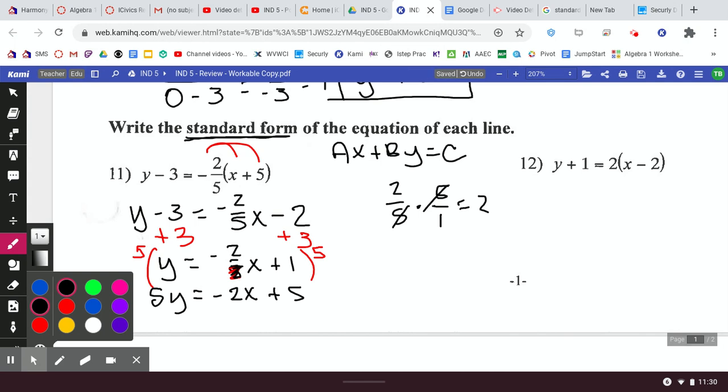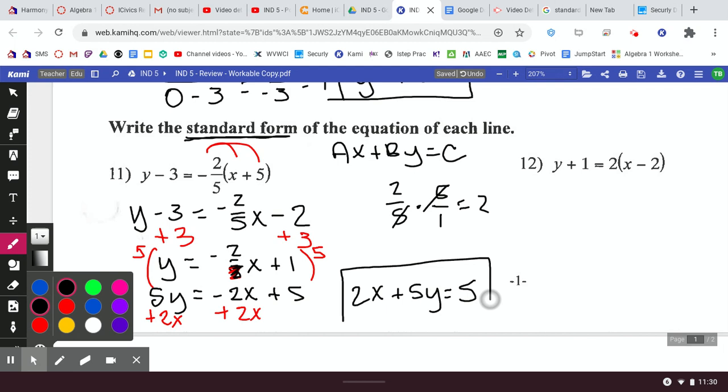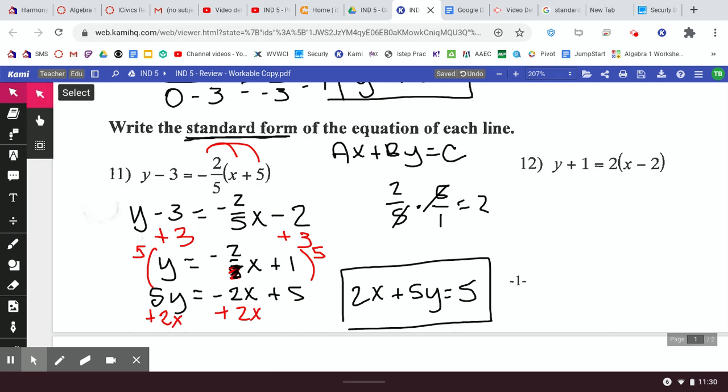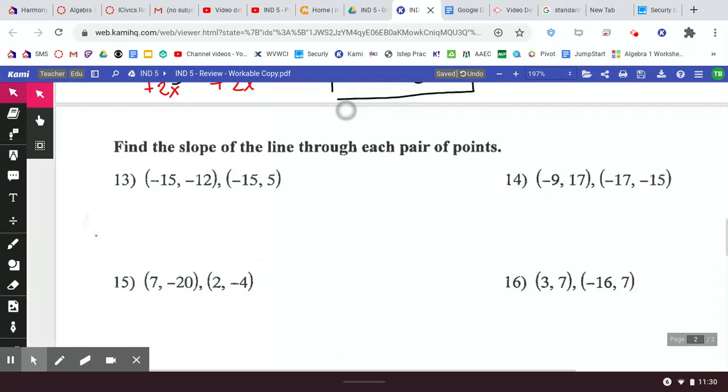Okay, Taylor, what's next? Yep, add 2x to both sides, and I get positive 2x, positive 5y equals positive 5. Am I in standard? My 2's positive, it's not a fraction, it's in the right spot, so there's standard. Okay. Any questions on this first page? It's just a matter of realizing what the directions say, where you need to end up, and then starting with whatever you've got. Okay? All right.